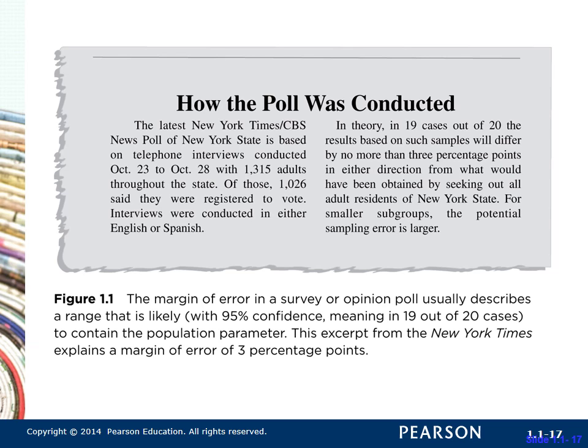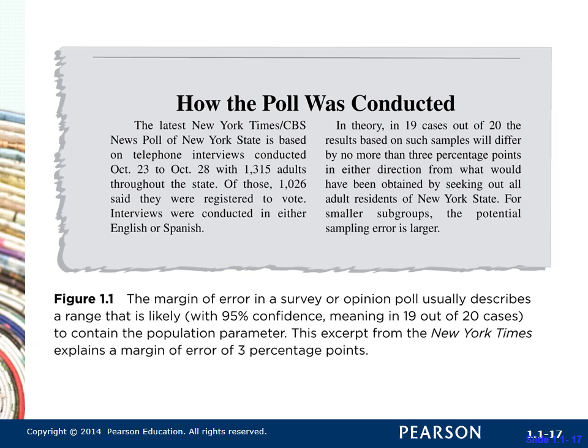Here we talked about how a poll was conducted and discusses this idea of what's called margin of error. Figure 1.1 is in your book. So the poll here was conducted by CBS News, was based on telephone interviews, and we'll talk about sampling methods in another section. They asked 1,315 adults throughout the state. 1,026 of those said they were registered to vote, and the interview could have been either in English or Spanish.